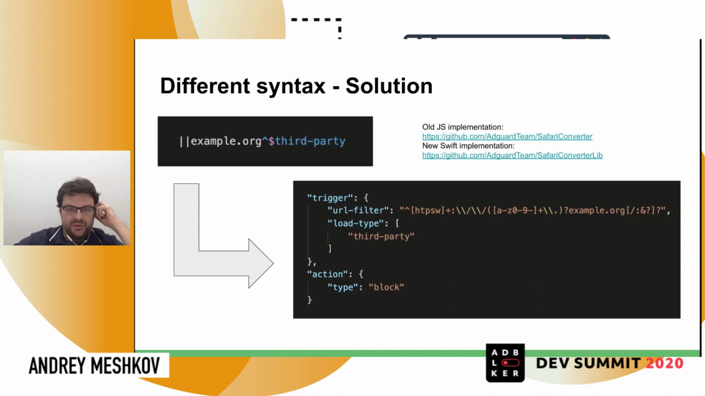So the obvious solution is to automatically convert our rules into Safari content blocking rules. And as you can see on this slide, this is possible. And we even developed 2 different libraries that do that. There are 2 options how you can do that, though. The first one, you can do it on the server side and prepare JSON files there, and then serve these JSON files to your content blockers.